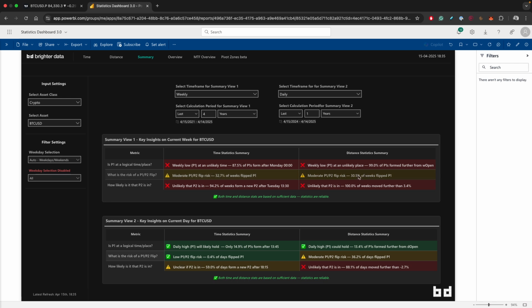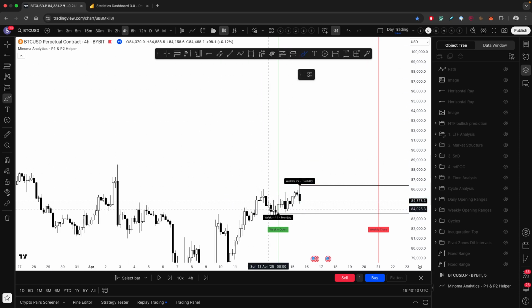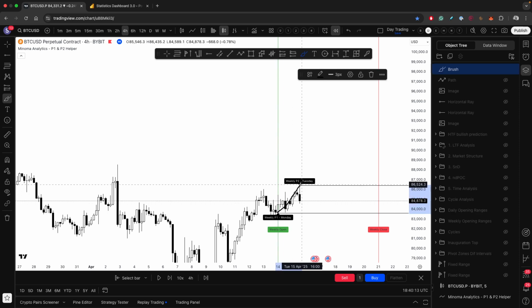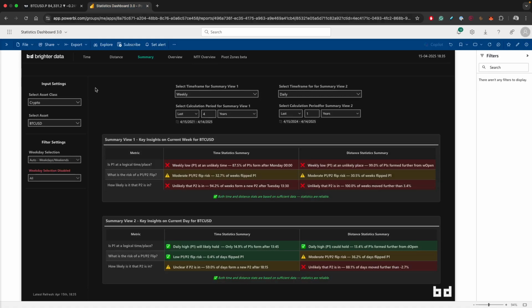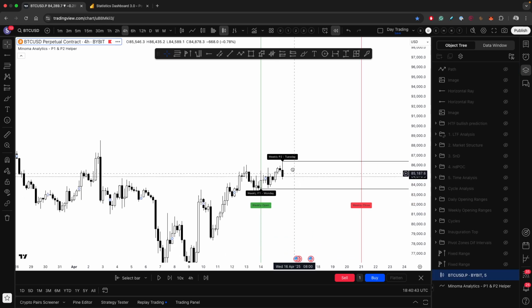And this one looks at the distance, right? So what this one is saying: price moved up this far above the weekly open. How many weeks actually have a weekly high this far above the weekly open? And how many of those flip, right? And that is 30%, okay? And then finally, we know with a very strong probability that the weekly P2 is not in: 94% of weeks form a new P2 later than Tuesday 1:30, and 100% of weeks see a move further than 3.4%. Doesn't mean there's a 100% chance, as you know, but that does indicate a very high probability.